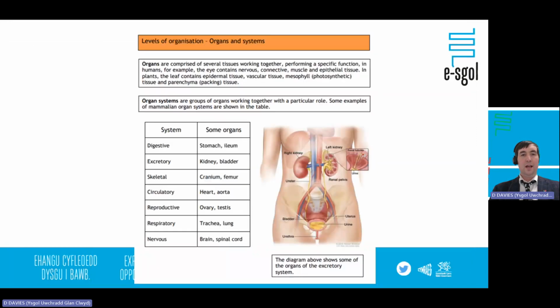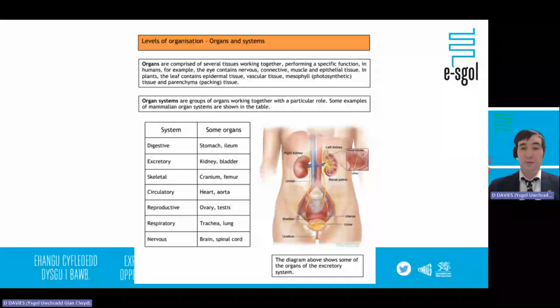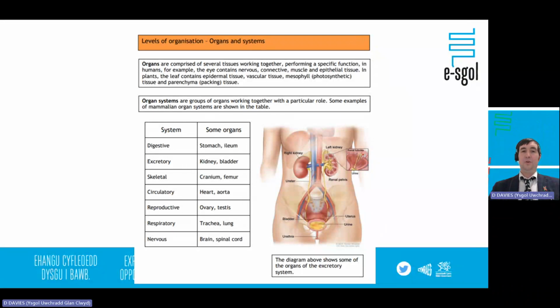Right, so tissues will group together in order to make organs. Organs are comprised of several tissues working together to perform a specific function. Very similar to the definition of a tissue. So your stomach, your kidney, your eye, all of these are organs because there are lots of different tissues working together in order to perform a function.